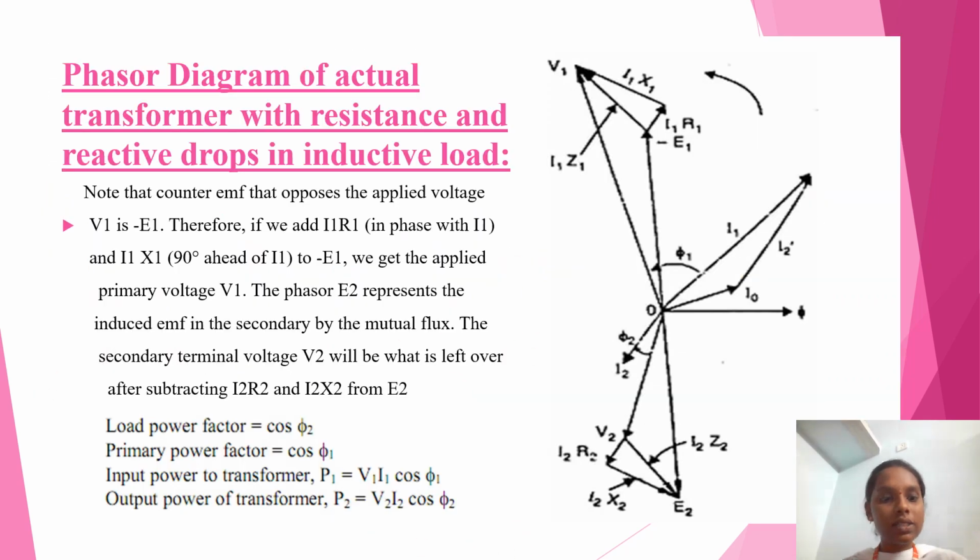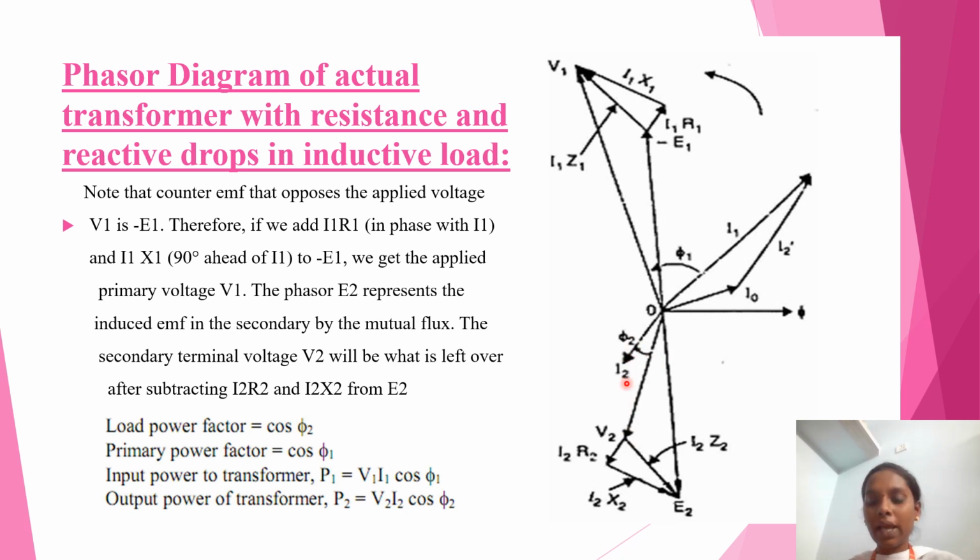Next, coming to the phasor diagram of an actual transformer with resistance and reactive drops in inductive load. In inductive load, we take an x-axis and apply it. We already know that in an inductive load, the current lags the voltage by some angle. In pure inductive load it is 90 degrees, but in the case of normal inductive nature, the current lags the voltage by some angle. Here it clearly shows the angle phi 2 between V2 and I2, with I2 lagging V2.